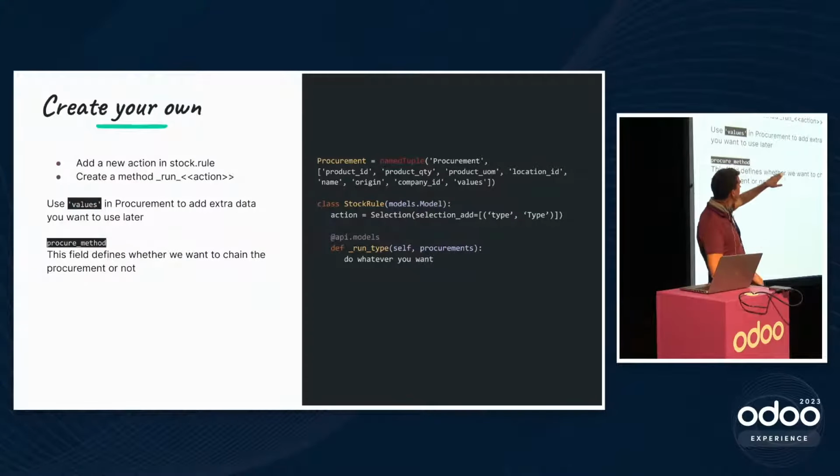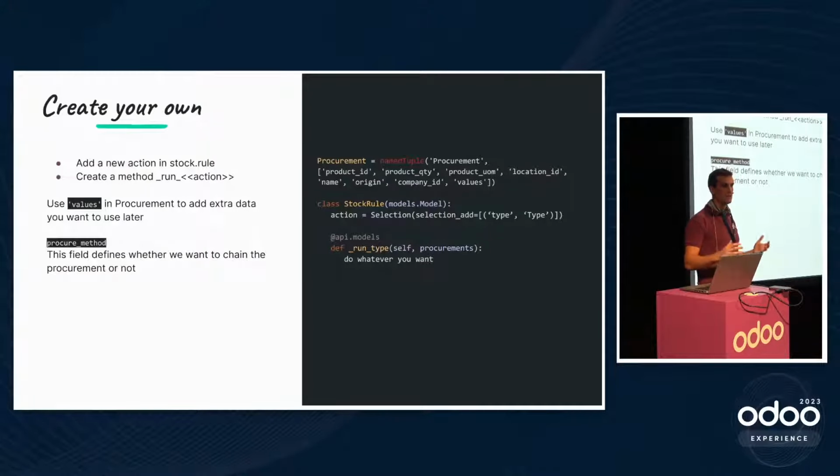So let's first start with your procurement. On top we have the procurement. You see, it doesn't ask for a lot. It just asks what product you need, which quantity, where, and also the company. There is a last argument, which is values. The values is a dictionary where you can put whatever you want.